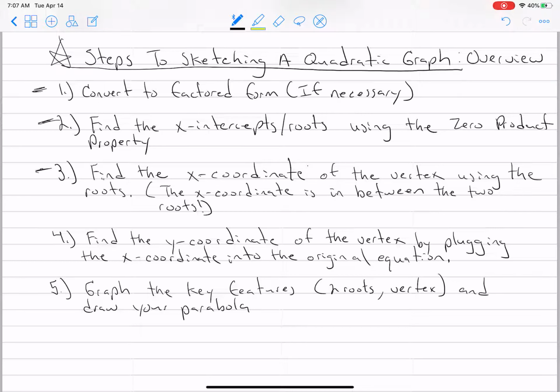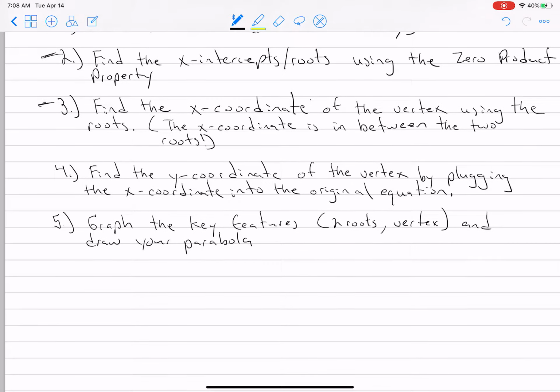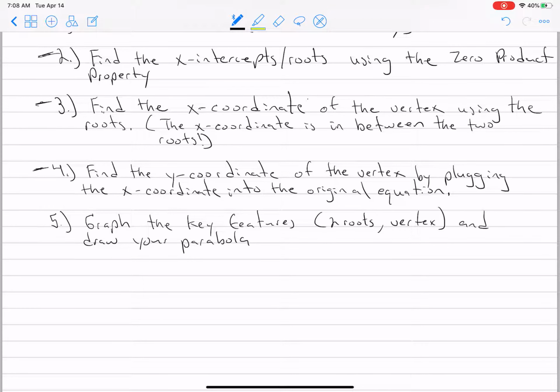In other words, solve for the x-intercepts. Set each of those factors equal to 0 and solve to figure out what the x-intercepts of that equation are. Third, find the x-coordinate of the vertex. We're going to find it using the roots, because the x-coordinate of the vertex is in between the two roots. It's right in the middle. Once we have found the x-coordinate of the vertex, we're going to find the y-coordinate of the vertex by plugging the x-coordinate into the original equation.